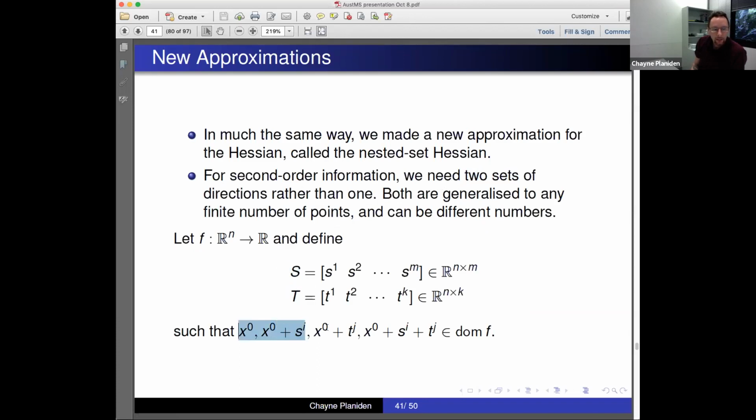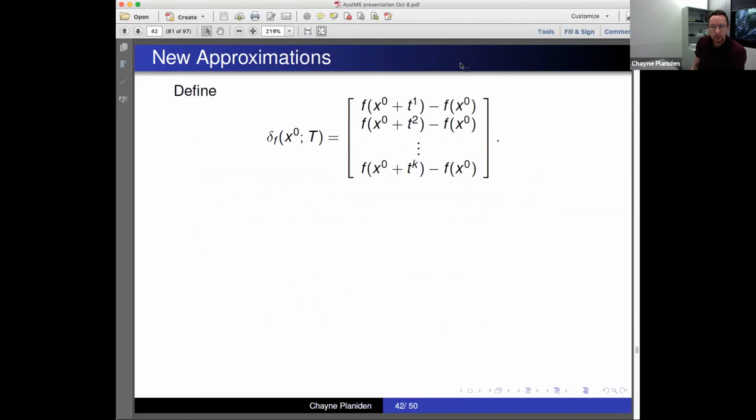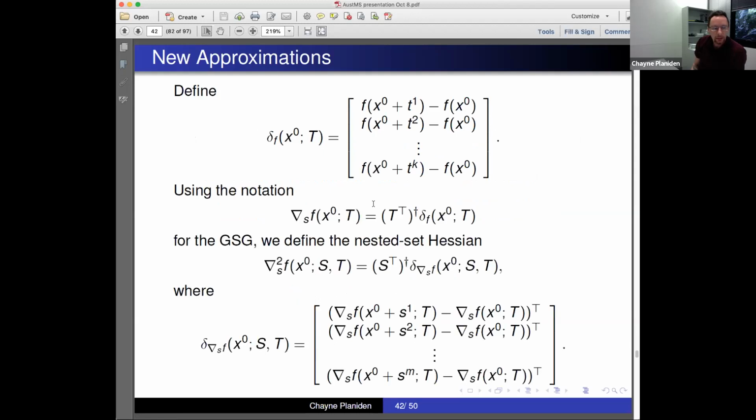And then you take all of these points, they all have to be in the domain of F, and you form a similar structure. You have the delta function, the difference of function values. You find the simplex gradient, and then you find the simplex gradient of that again, basically.